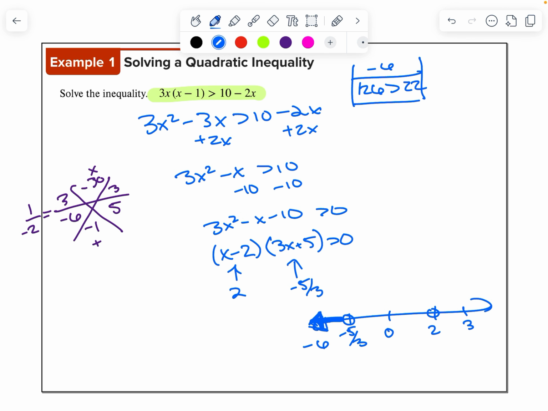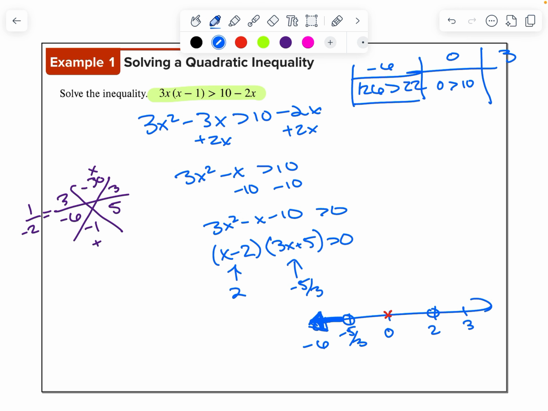Let's try 0. If it gives me a true statement, I'll shade it. If it doesn't give me a true statement, I won't shade it. 3 times 0, parentheses 0 minus 1, I get 0. Greater than 10 minus 2 times 0, I get 10. Is 0 greater than 10? No, it's not. I'm not going to shade at 0. I'm putting a little red X to notify myself that I've already checked something in that region.